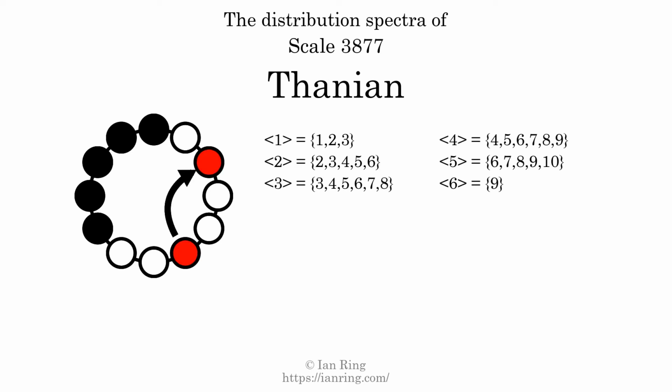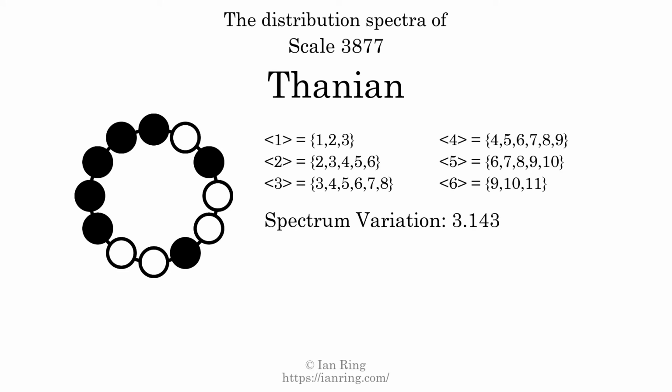9 semitones, 10 semitones, and 11 semitones. The spectrum width of this generic interval is 2. The spectrum variation is the sum of all the widths, divided by the number of tones. The spectrum variation of this scale is 3.143. Since the variation is greater than 0, this indicates that the scale is not perfectly even.